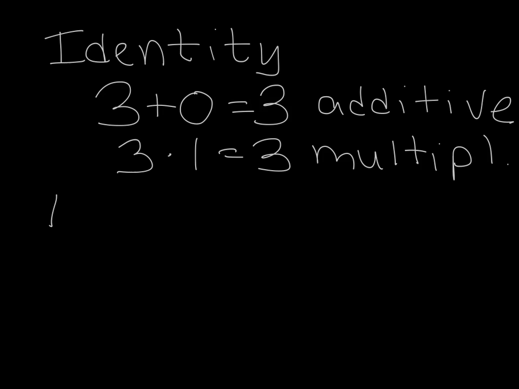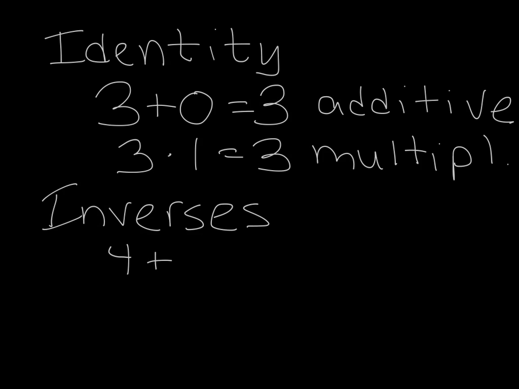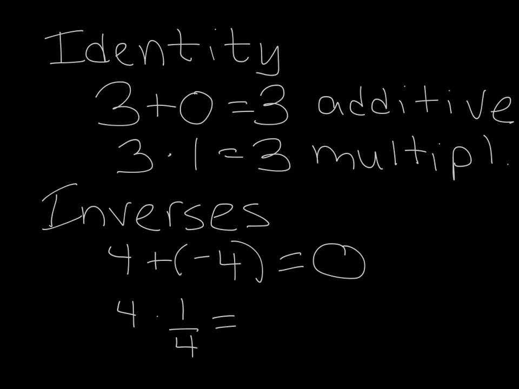We then learned about inverses. You can take a number and add its opposite to get the additive identity element of 0. Likewise, you can take a number and its reciprocal, multiply those two things together and get 1, which is the multiplicative identity.